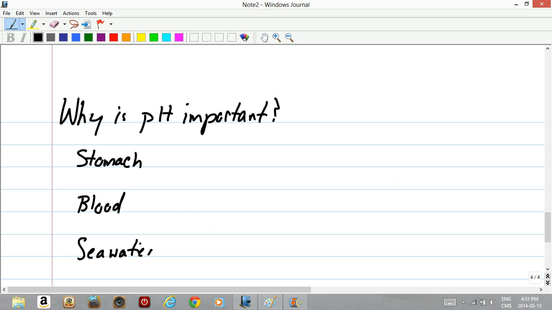Okay, and lastly, why is it important to understand this pH scale? Well, it's important for many reasons, but I'll give you just a few examples. One is for understanding how your stomach works. Your stomach uses a very low pH of around 2 or 1, and it does this by pumping out hydrochloric acid, and it uses this very strong acidic solution to break down protein.